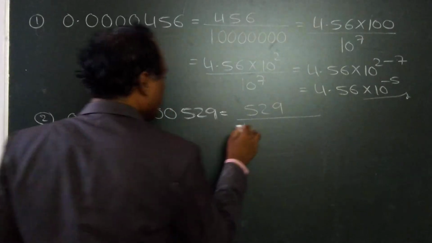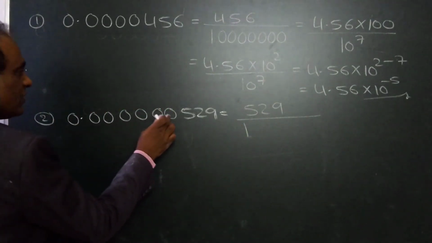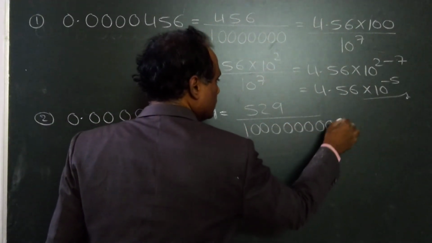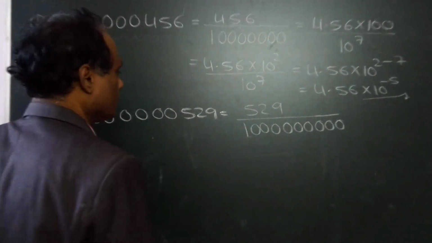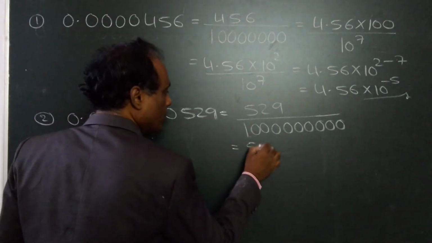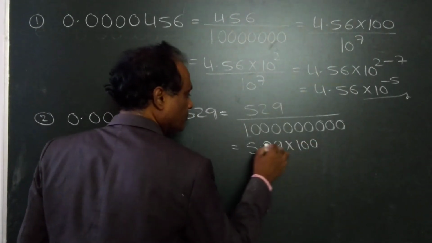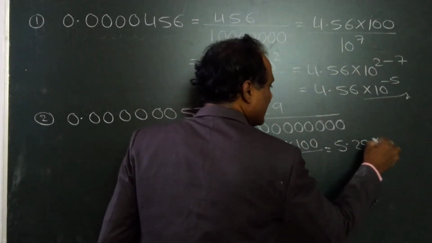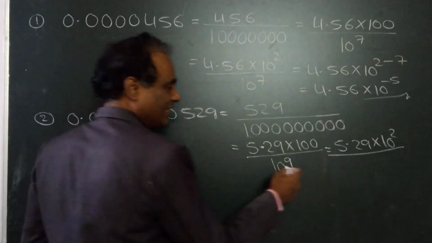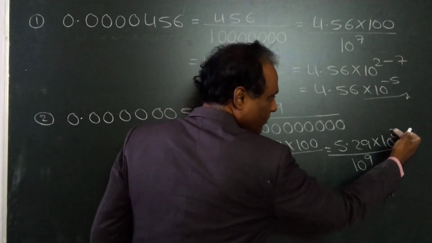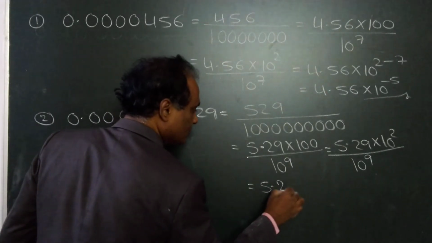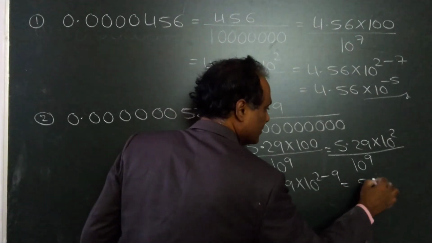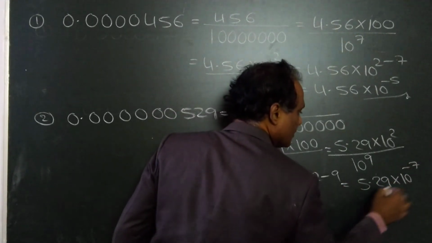Five to 9 by 1, 1, 2, 3, 4, 5, 6, 7, 8, 9, 9 zeros. But the decimal should be here, so 5.29 into 100 by 10 to the power of 9. 5.29 into 100 is 10 square, 10 power 9. Bases are same, powers are subtracted. 2 minus 9 is minus 7. Like this.